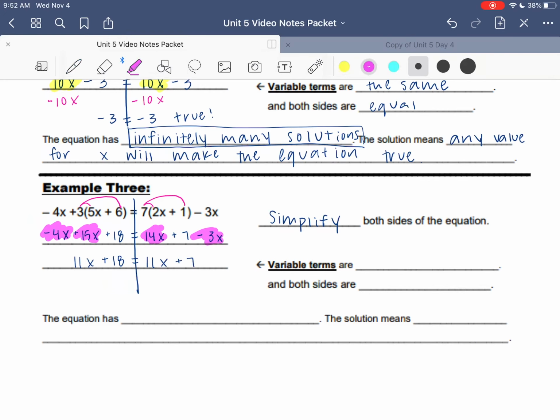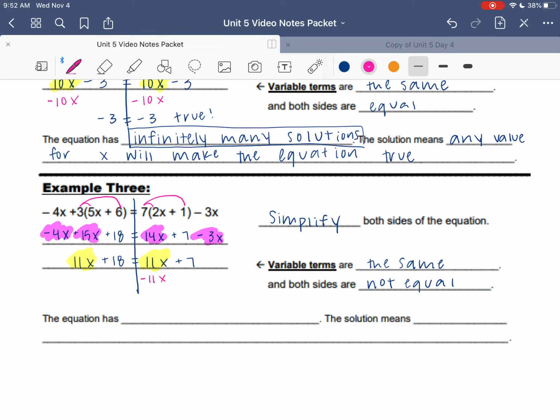So now that it's nice and neat with just variables and constants, I'm going to look at my variable terms. This time again, the variable terms are the same. But when I look at everything else, I have an 18 and a 7. So both sides are not equal in this problem. And that means this is going to be a no solution. But again, sometimes we forget that and we keep going. So let's look at what happens.